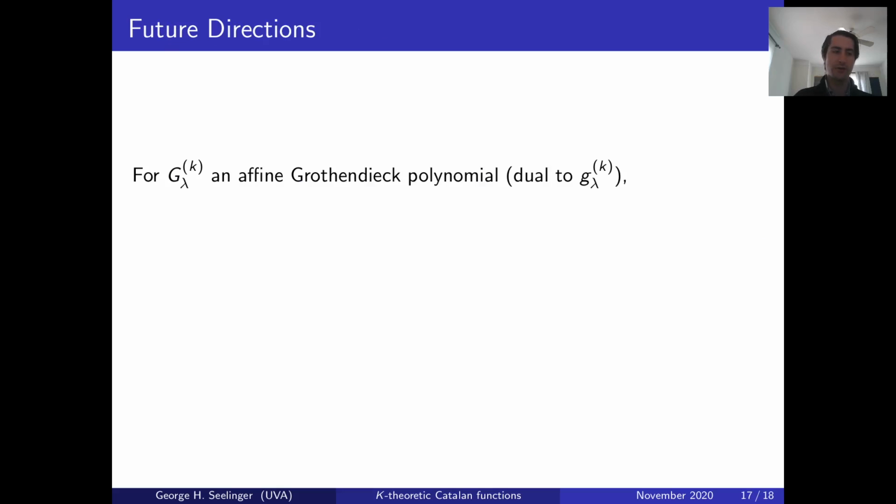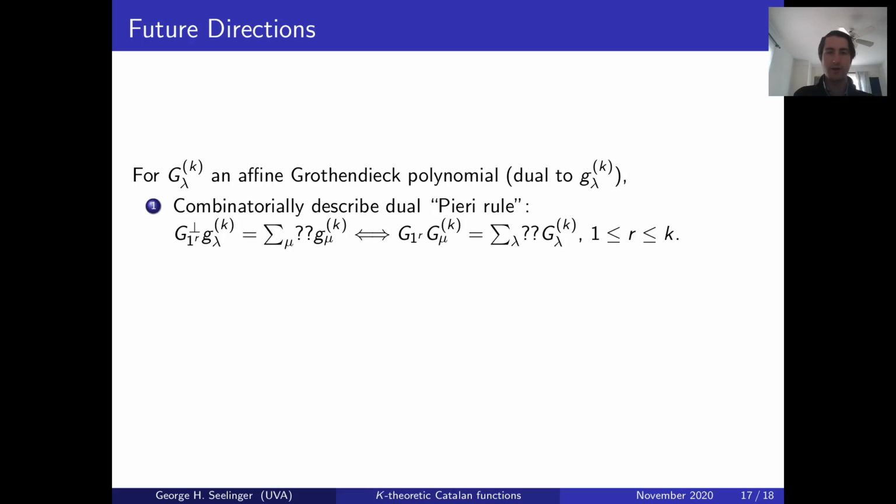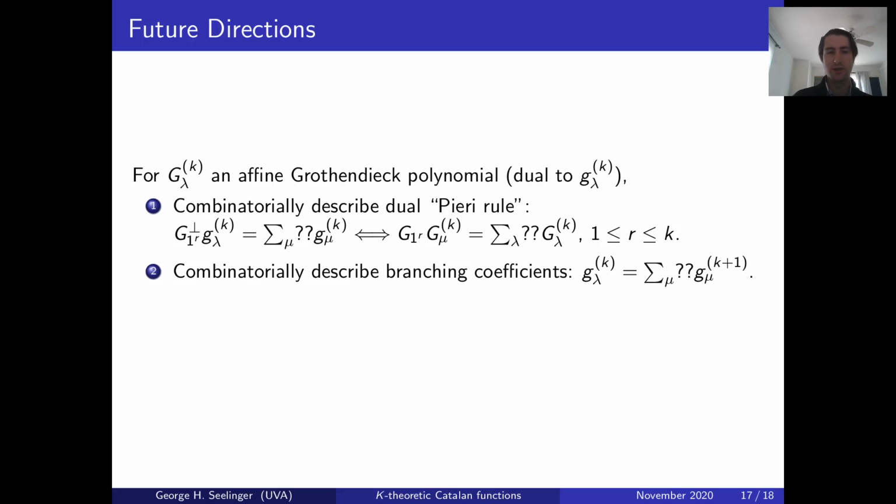So in the future, now that we have fit the K-theoretic K-Schur functions into a K-theoretic Catalan function setting, we believe that this presents opportunities to revisit other questions in this area that haven't been addressed. The first one is that you have this dual basis of affine Grothendieck polynomials, and we'd like to describe some subset of their structure constants combinatorially. At the moment, there is no general combinatorial description of these structure constants, but we believe the K-theoretic Catalan framework gives us a way to get a handle on this.